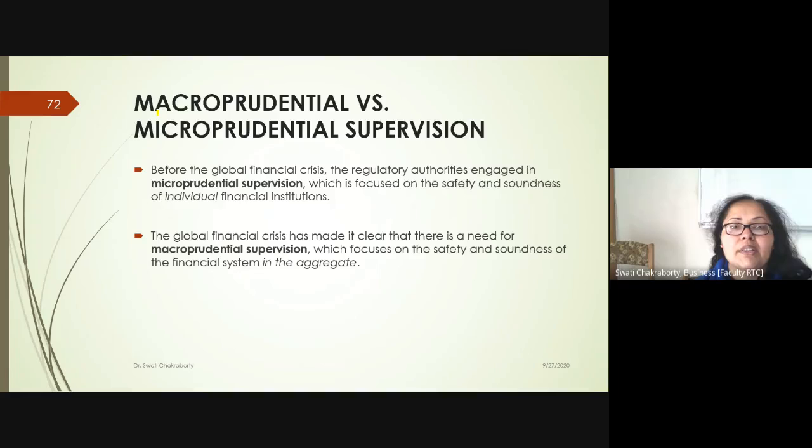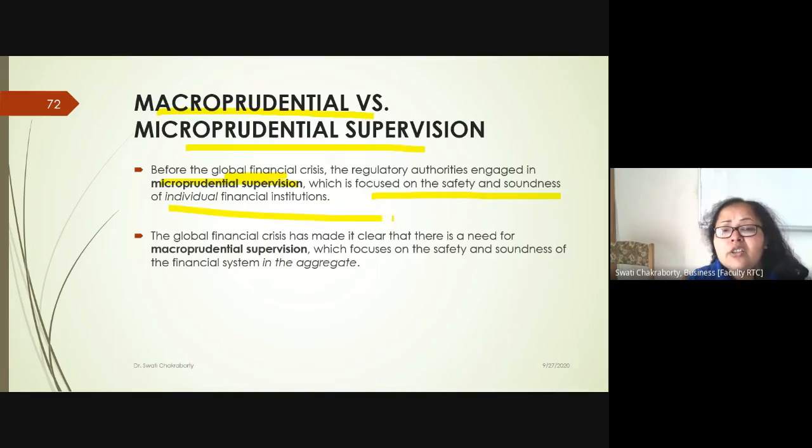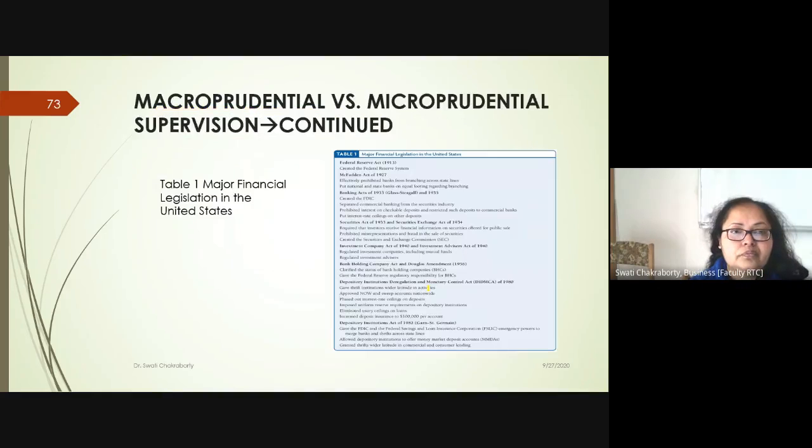Okay. Next comes macroprudential and microprudential supervision. Before the global financial crisis, all the regulatory authorities were engaged to a great extent in microprudential supervision. What is it? It's where you focus on the safety and soundness of individual financial institutions. Now, after the global financial crisis, it was felt that there's a need for macroprudential supervision, which deals with the safety and soundness of the financial system as a whole. Okay, so see this. These are the major financial legislations in the US.